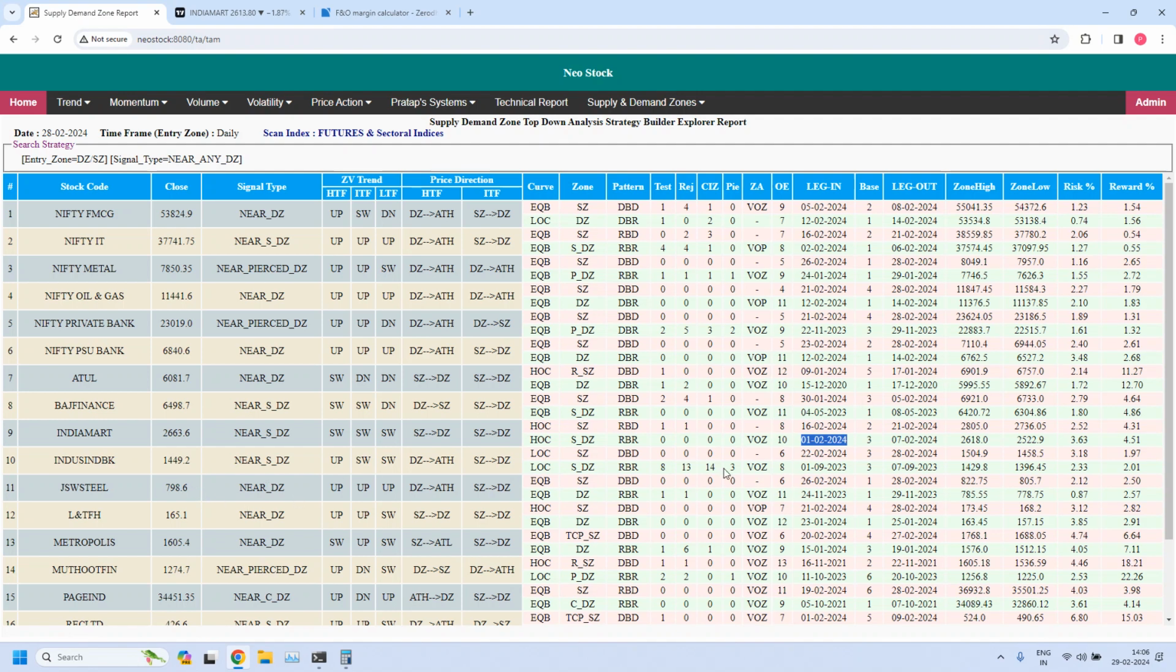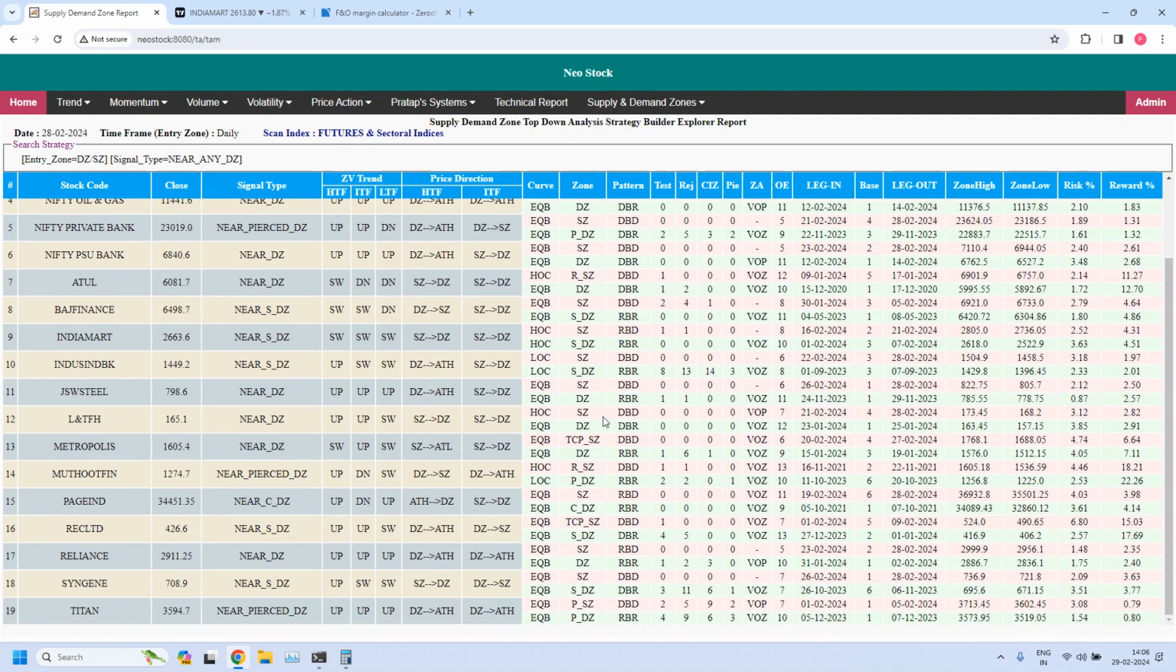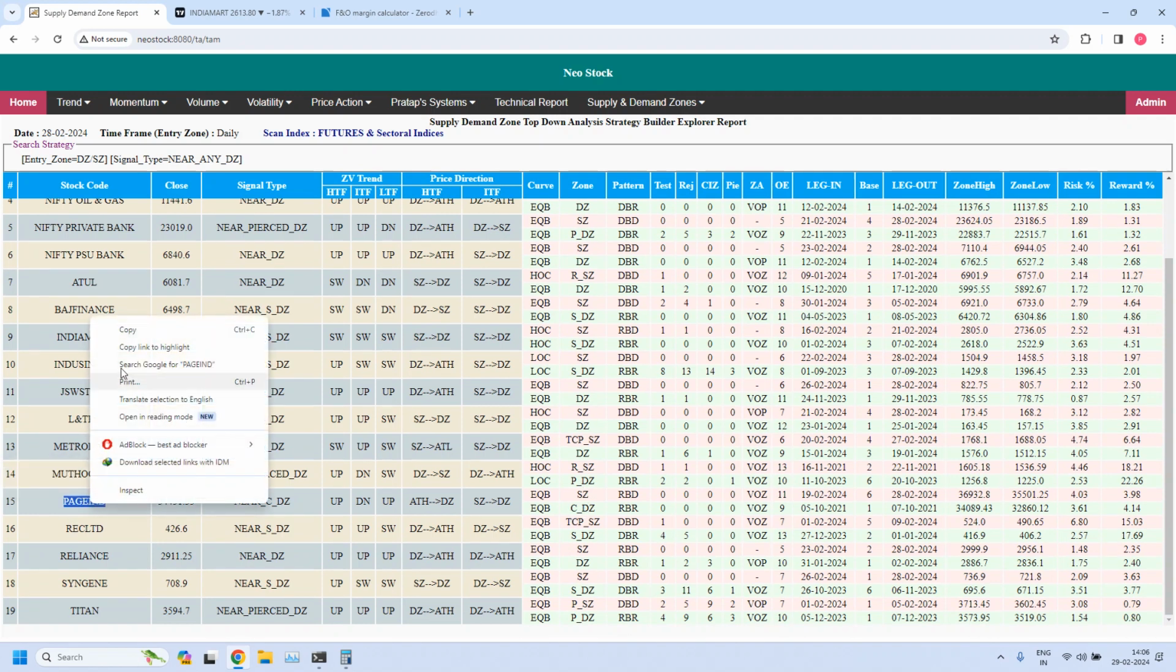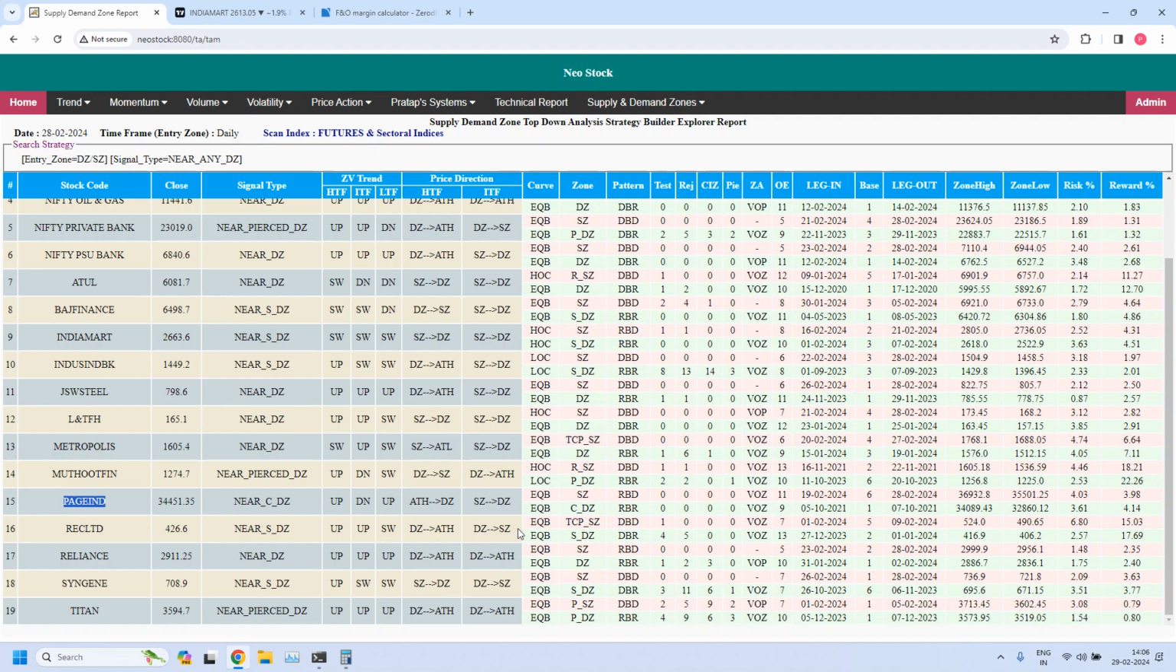Okay, this is India Mart. What is the next high liquidity zone? We can't take this, it is pierced. IndusInd Bank is pierced. Pierced zones we don't trade. Any other high liquidity zones? Yes, we have another one. Page Industries is a high liquidity zone. It is a fresh zone.